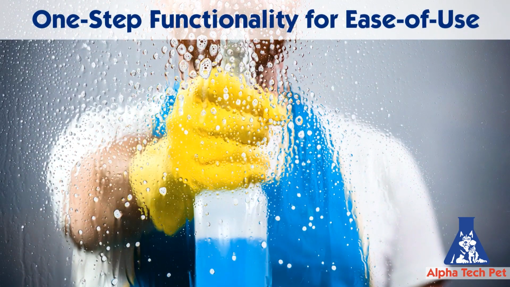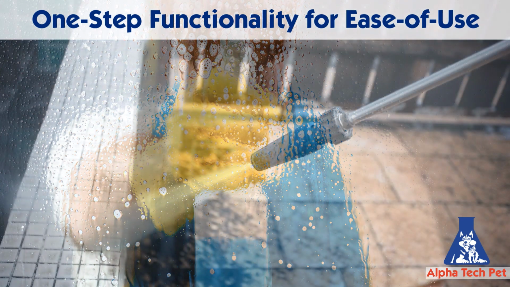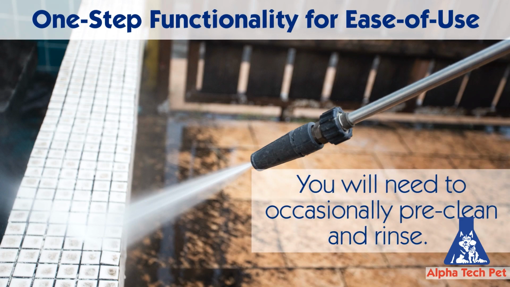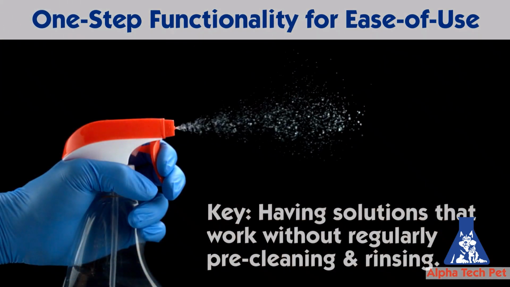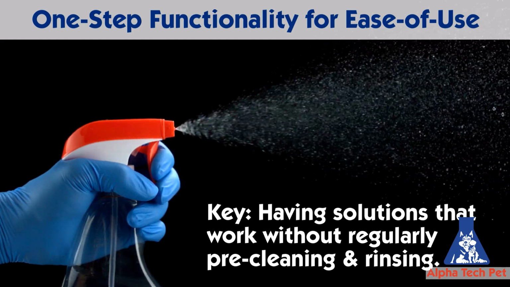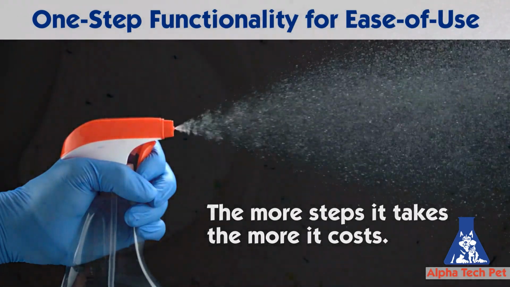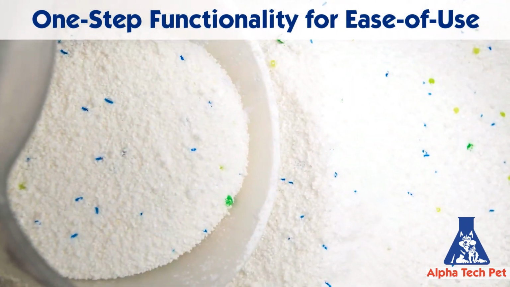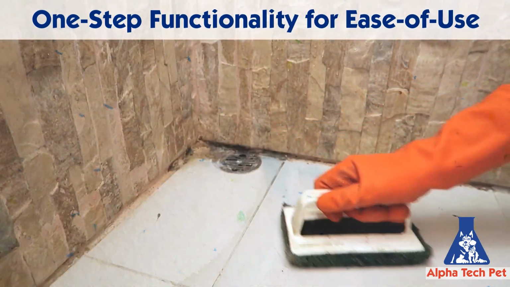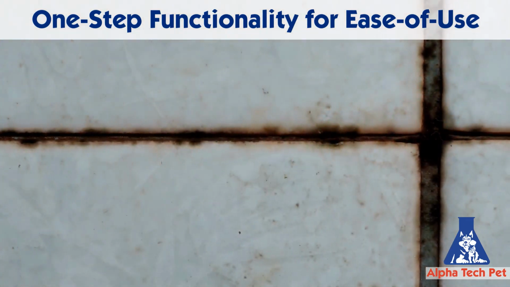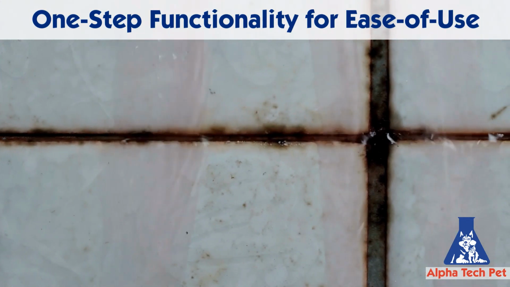It is also best to find products that clean, disinfect, and deodorize in a single step, without the necessity to pre-clean and rinse. Since any substance will accumulate over time, you will need to occasionally pre-clean and rinse. But the key here is in having a product able to regularly function without those steps. Additionally, the more steps it takes, the more it costs. Powder products are cumbersome to handle and dilute. Solutions requiring pre-cleaning add time, and both add unnecessary confusion and expense to a sanitation program by causing errors and waste.